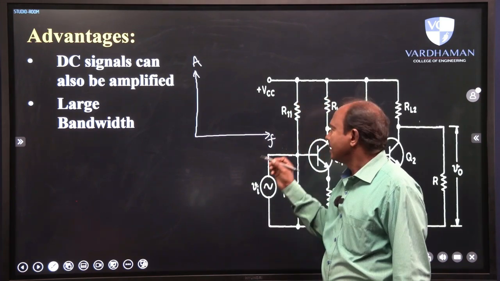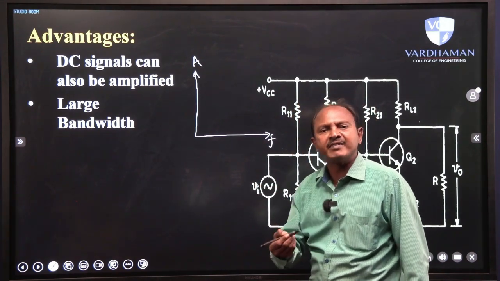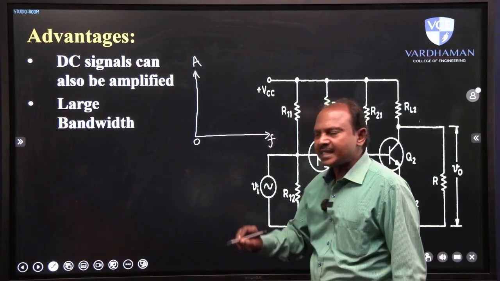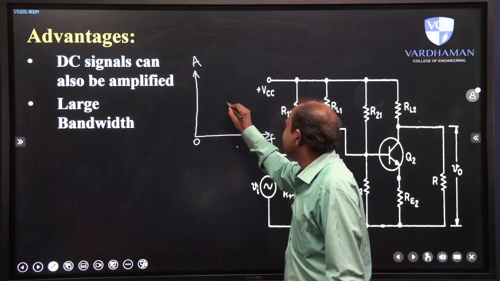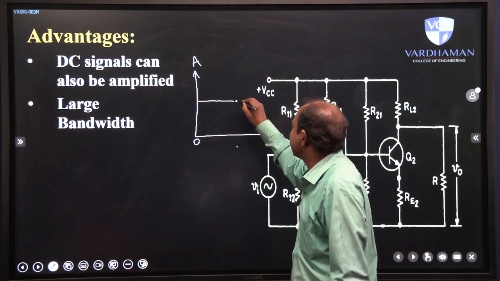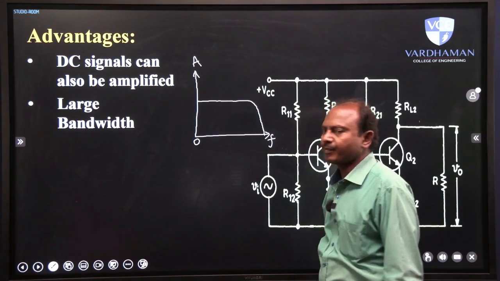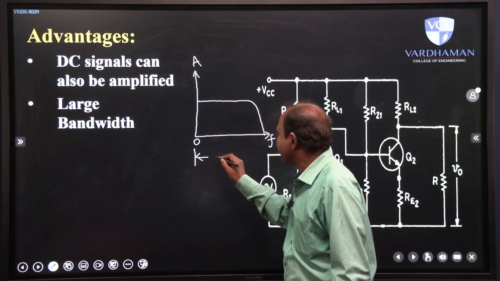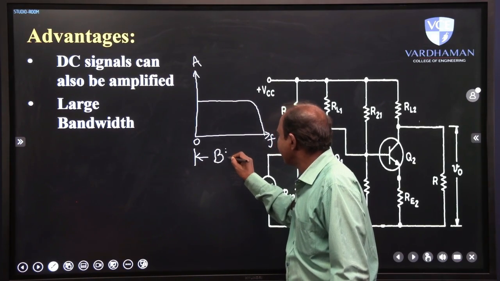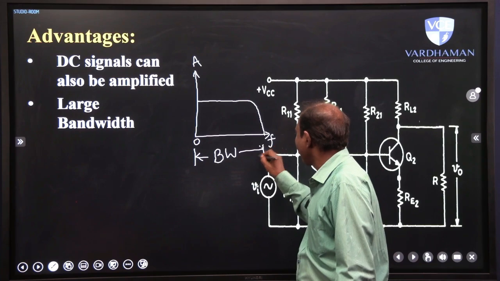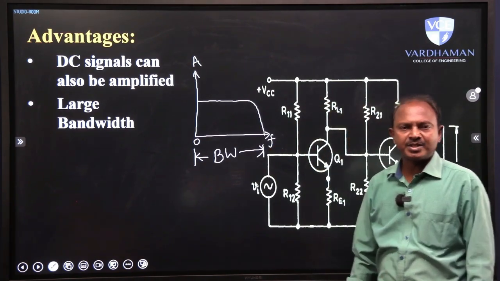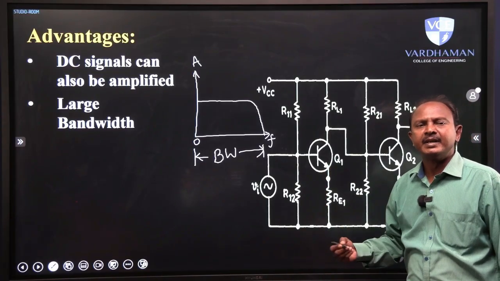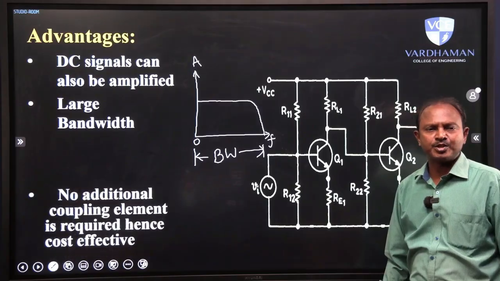Just now I said DC signals also can be amplified. What is the frequency of a DC signal? 0. That means right from f equal to 0, signals get amplified up to some high frequencies. So if you look at the bandwidth of direct coupling based amplifiers, the bandwidth will be considerably large. That is the second advantage: amplifiers implemented using the direct coupling scheme can have large bandwidth.